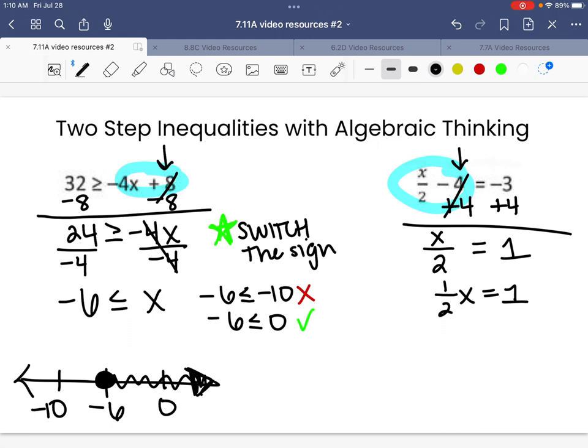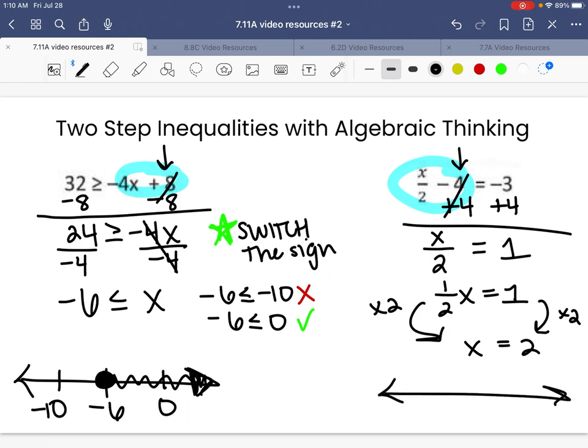And I know that in order to get 1 whole x, I will need to double what I have. So 2 times 1/2 of x gives me 1 whole x, and 2 times 1 gives me positive 2. So I have that x is equal to positive 2, which I can also graph on a number line. Only this time it's only going to be 1 dot because equations only have one solution. Right?